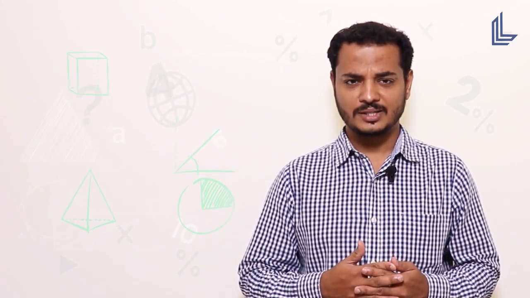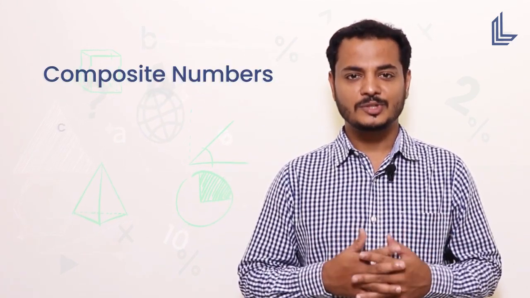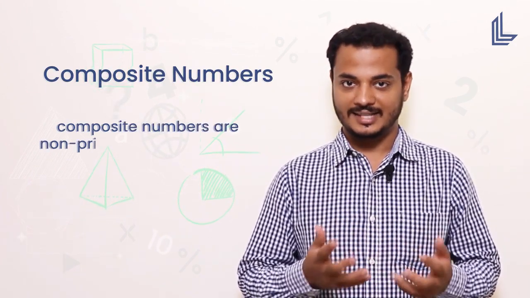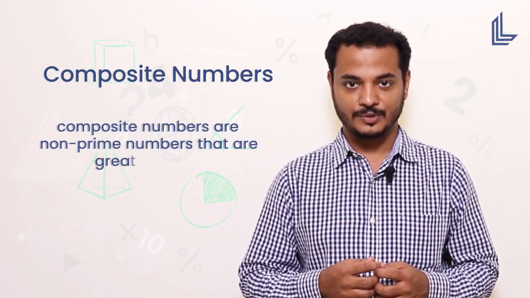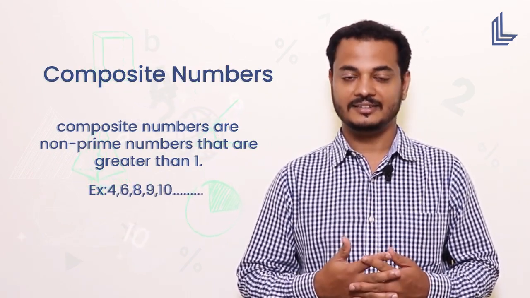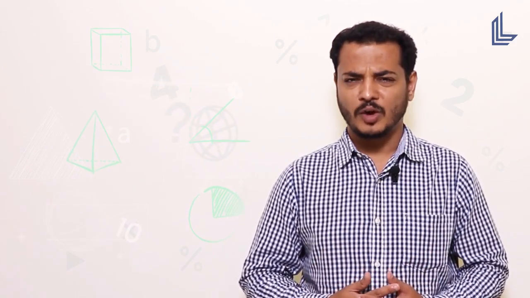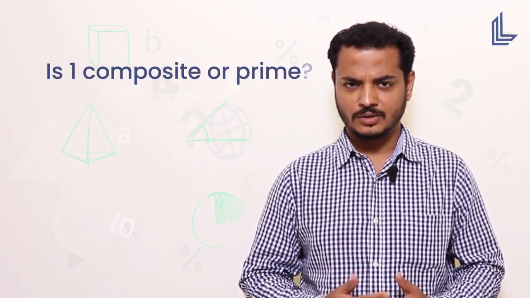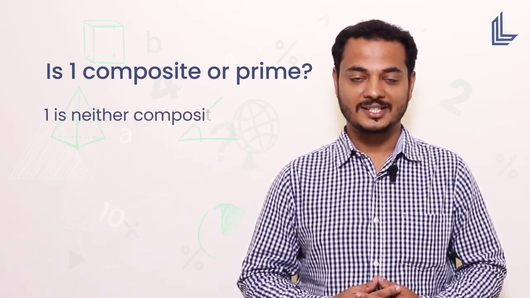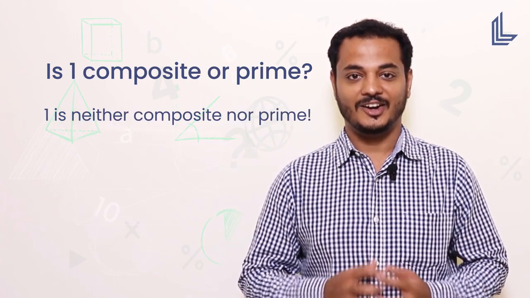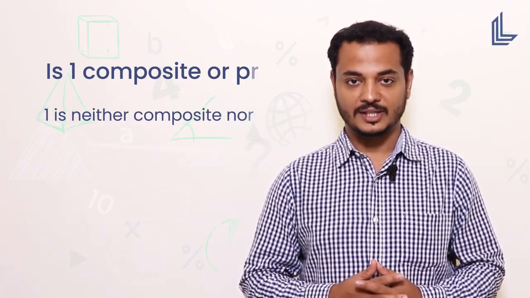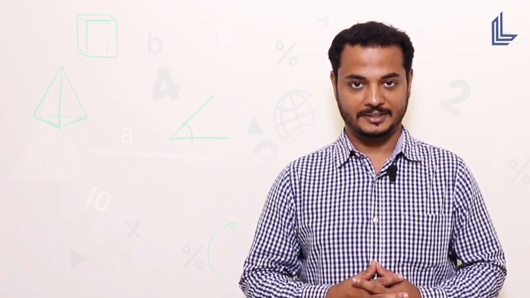And what are composite numbers? Simple. Composite numbers are non-prime numbers that are greater than 1. And examples of composite numbers would be 4, 6, 8, 9, 10, etc. But what about 1? Is it composite or is it prime? Recall that 1 is neither composite nor prime. Alright, now that your basics are in place, let's go on to discuss Fundamental Theorem of Arithmetic.